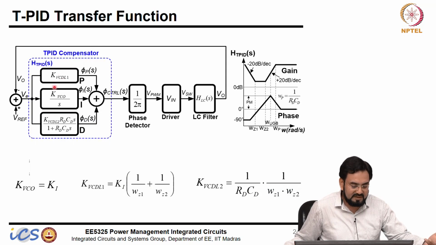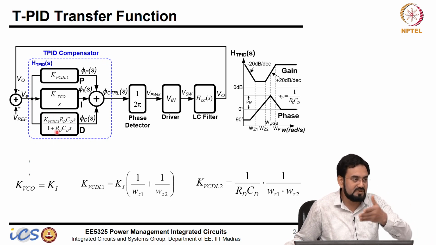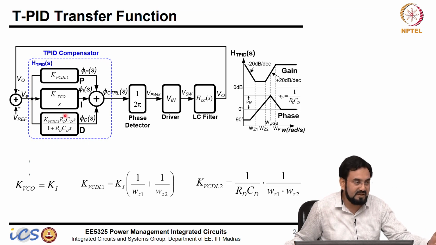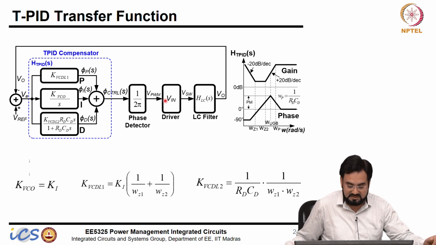So if you want to model, we can model like KVCDL is your proportional gain, and then KVCO by S will give you integral component, and this is your derivative component which has one pole. We have to make sure this pole is outside your UGB so that it will behave like a differentiator.